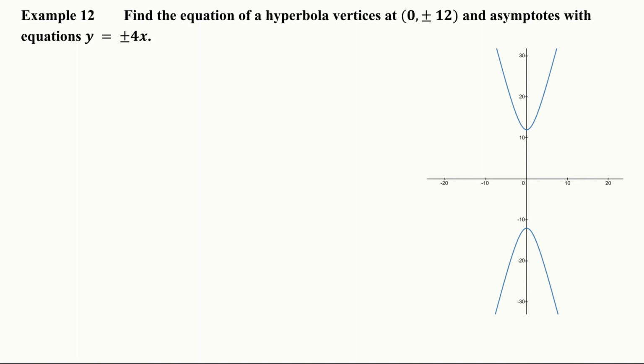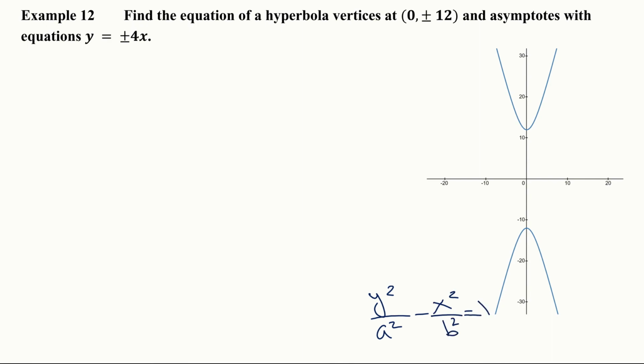Here's kind of a similar one. See if you can get this one on your own. You have a hyperbola with vertices at 0, plus or minus 12, so it's an up-down vertical one, and asymptotes with this equation right here, y equals plus or minus 4x. All right, so because it's up-down, that means it's going to be of the variety y squared over a squared minus x squared over b squared equals 1, right?